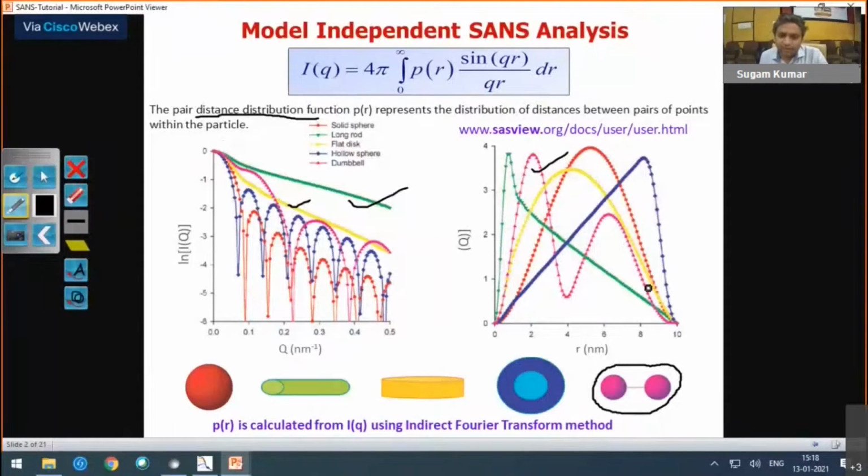So I will try to show how to get this P of R, but most of the time we use P of R with the limitations. So I will discuss those limitations when we'll be discussing P of R.